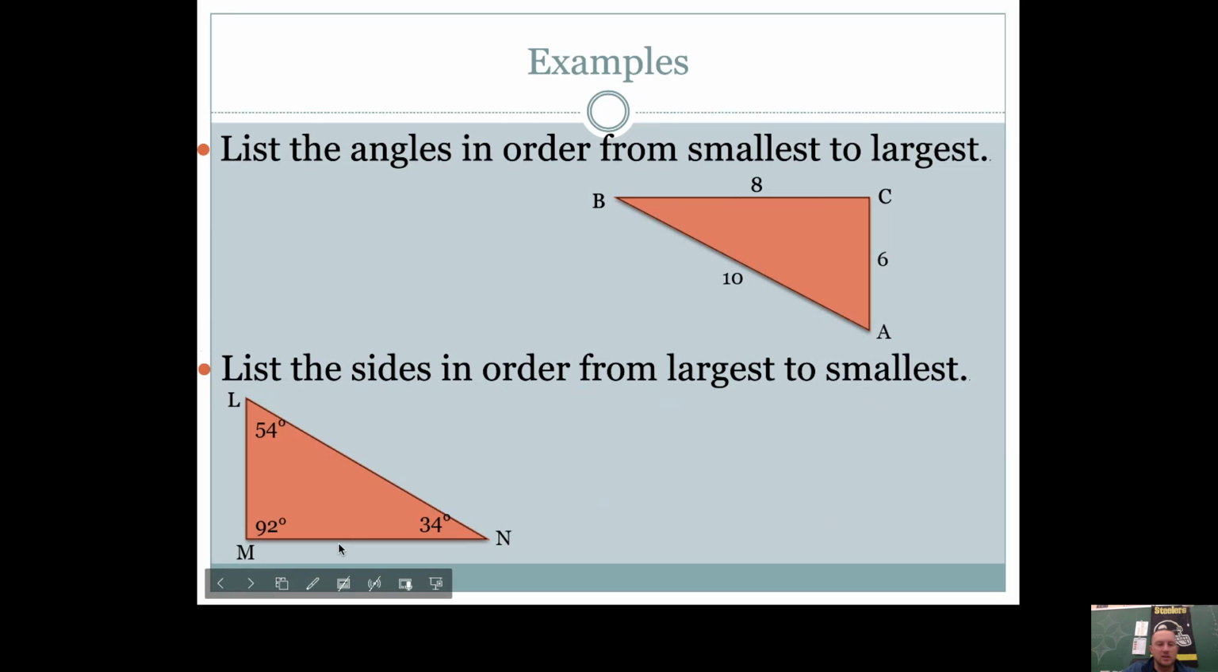Let's try this out with some examples. List the angles in order from smallest to largest. Notice how we don't even know the angle measures. These are side lengths. We're going from smallest to largest. So my smallest angle is going to be across from my smallest side, which would be this one. Across from the smallest side is the smallest angle. So angle B is definitely the smallest angle.